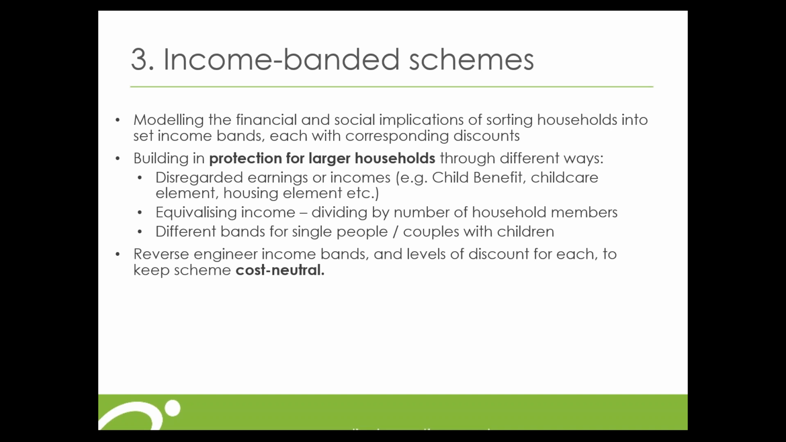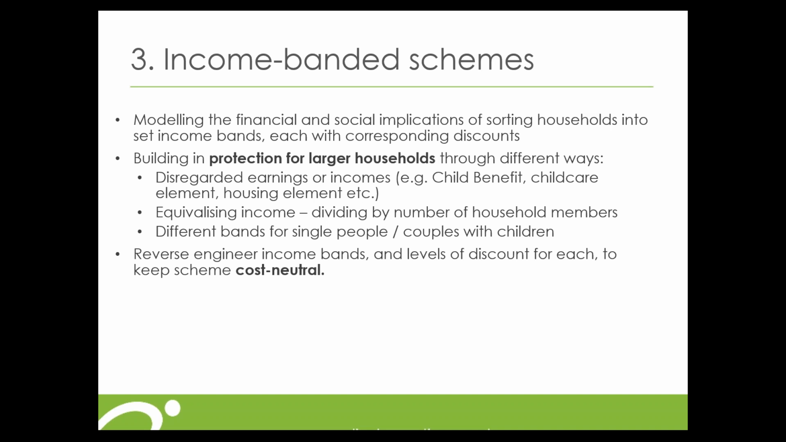So one of the ways that we've been doing this is by modelling income banded schemes, which, I'm sure most of you have heard of, and there's a few of them out there already, such as South Gloucestershire. It basically entails totaling up a household's income and then sorting that household into different bands, each with a corresponding level of support. One of the difficulties that we encounter with this is that naturally households that are bigger are going to have a larger income just because they have higher needs. So these schemes need to somehow account for these higher needs and factor in some sort of protection for larger households.